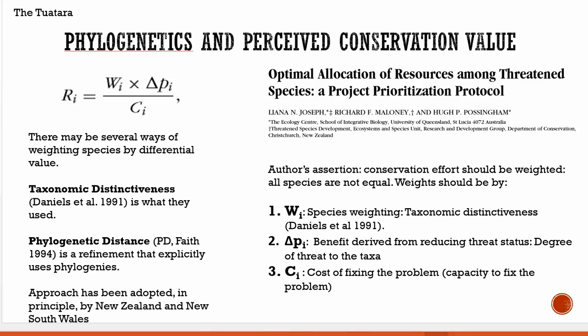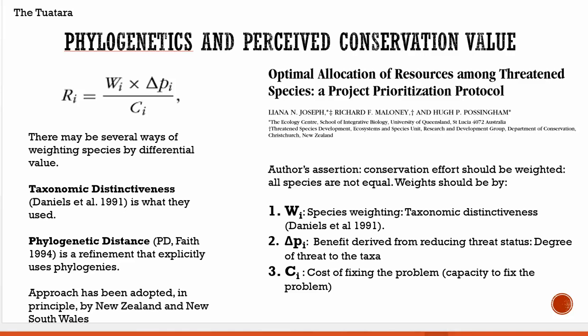Turning the attention now to thinking about genetic tools to describe variation, however, you can look at this problem from a different angle. So I think I mentioned the other day in class that Leanna Joseph and others, colleagues, did something very similar to what the Forest Service, the Fish and Wildlife Service has with respect to their priority system, although now they explicitly put in a species weighting. That's that W term here. So W is the species weighting, and they use taxonomic distinctiveness. The delta P is the benefit derived from reducing threat status. In other words, the magnitude of reducing the extinction risk. And C is the cost. And this then is a ranking for how you should deal with species.